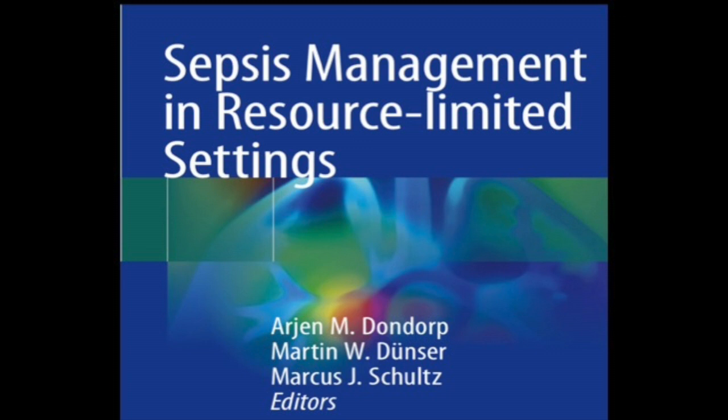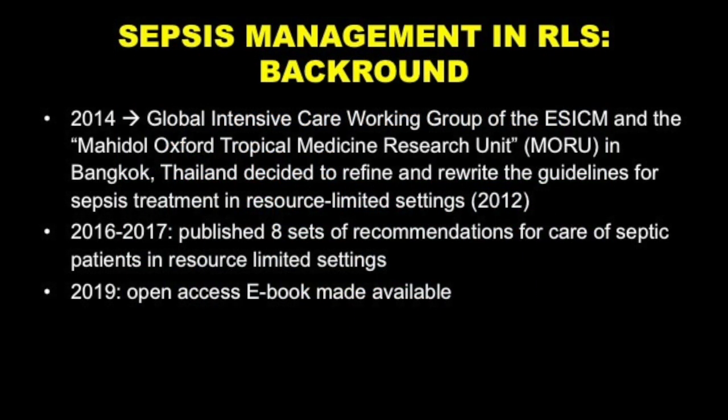put together and documented. They started this work in 2014. It's the Global Intensive Care Working Group of the European Society for Intensive Care Medicine and another group out of Bangkok, Thailand. And they rewrote a document that had been published in 2012, which had guidelines for management of sepsis in resource-limited settings. But that was 2012, and a lot of that was outdated and based on the 2008 guidelines from before. So in between 2016 and 2017, 8 sets of recommendations for care-centered patients were published and summarized in this ebook, which is now open access online as of this spring.